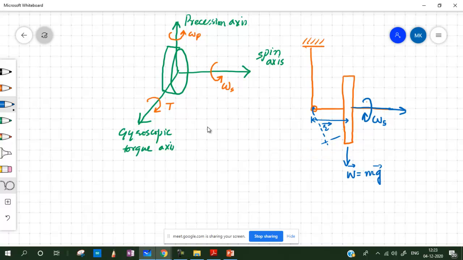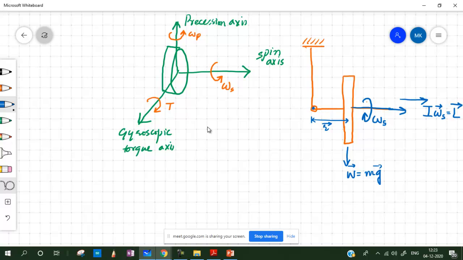Now the moment I start giving a rotation to this spin axis and keeping it, let's say, horizontally this way, this disk, because of the rotation, develops an angular momentum because it has a moment of inertia associated with the disk. So that is, let's say, I. So I into omega s is the angular momentum that also acts in the direction of the omega s. So I omega s is the angular momentum which is, let's say, L.